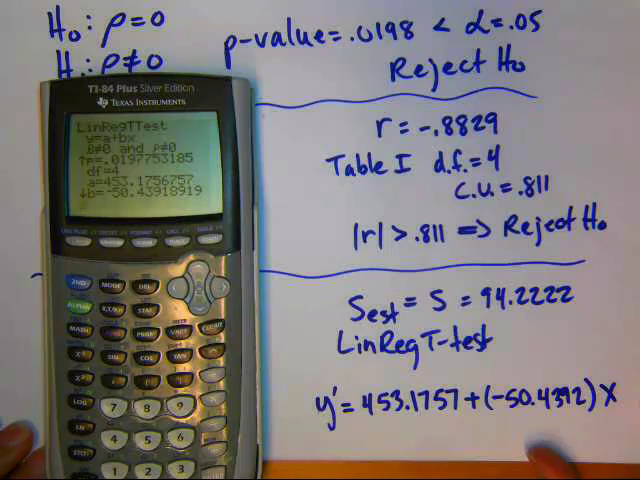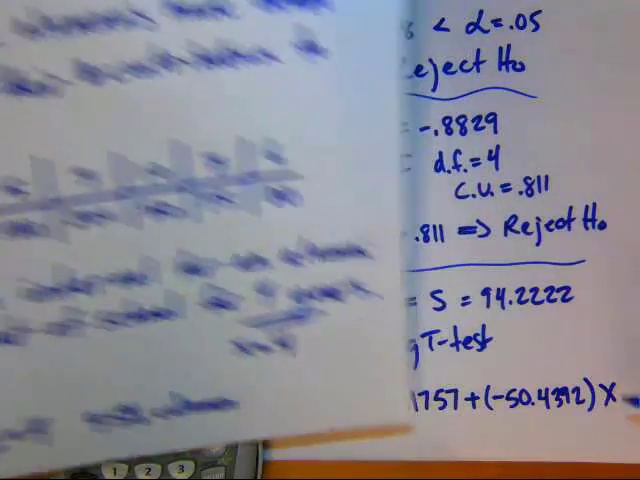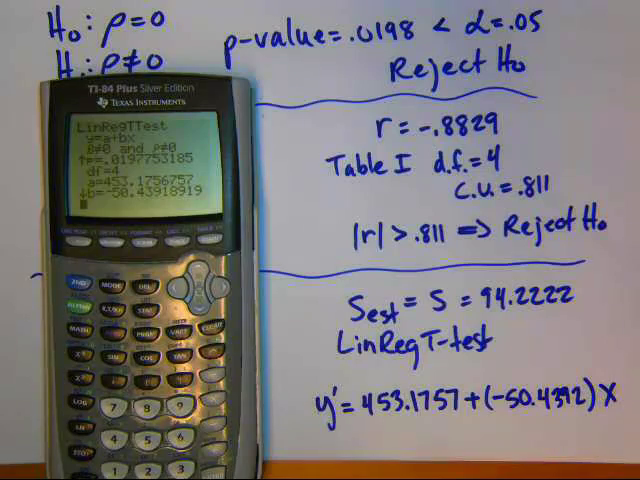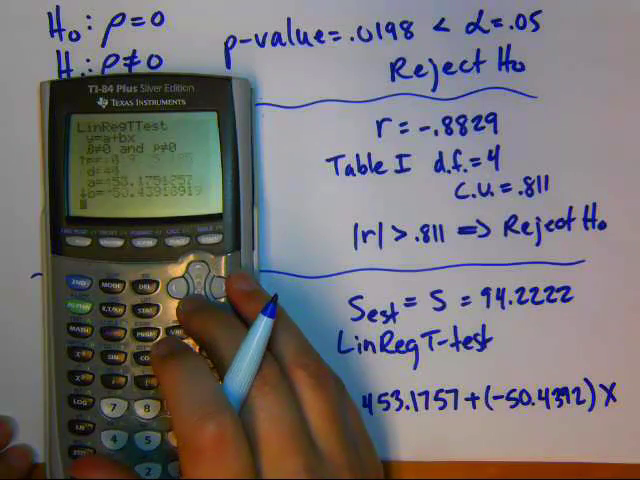So what we're going to be doing then is, based back on our problem, it was asking for 4 years, so I'm going to plug in x equals 4 in for x in this regression equation, but I'll do that on the next page. That should be everything that we need from here.